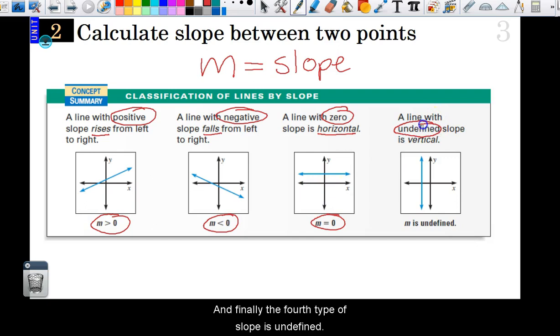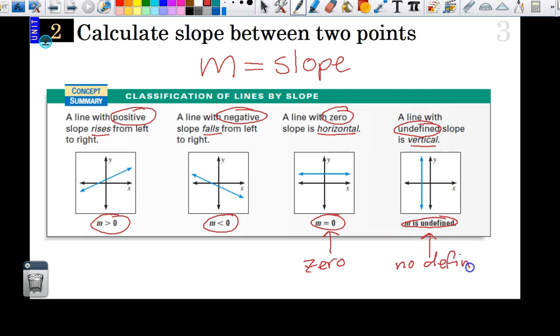And finally, the fourth type of slope is undefined, which means that it's not defined, right? The difference between these two, the horizontal and vertical, is that there is a slope for horizontal lines, and there is not a slope for the vertical lines. So we say there is a 0 slope for horizontal lines, and there is no defined slope for vertical lines.